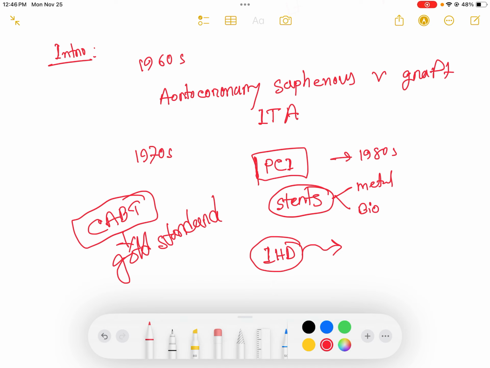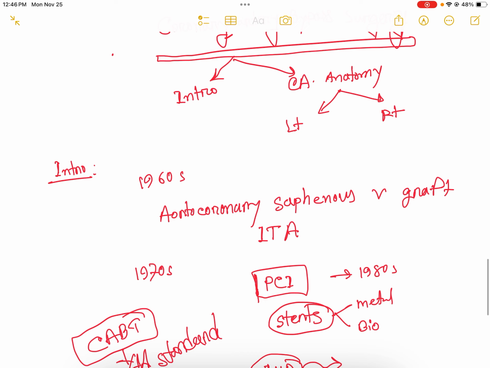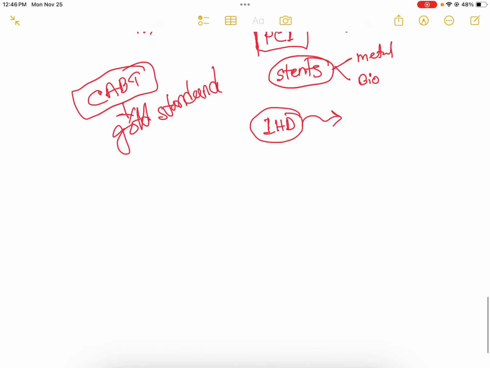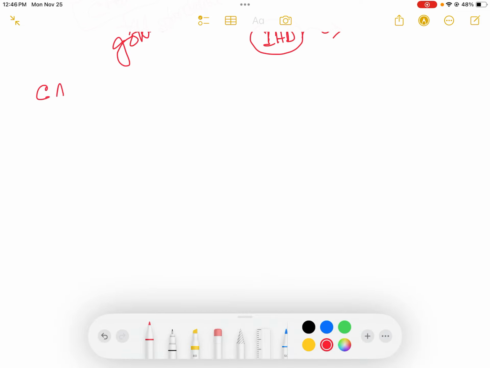Other more recent trials have confirmed these findings, mainly in diabetic and high risk patients. So introduction completed. Now coronary artery anatomy: right coronary artery and left coronary artery.